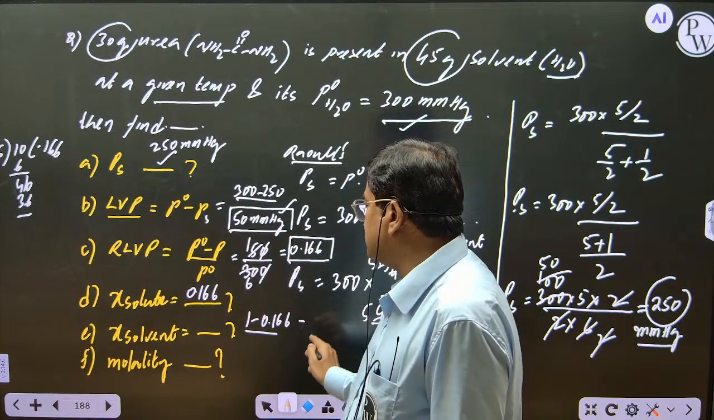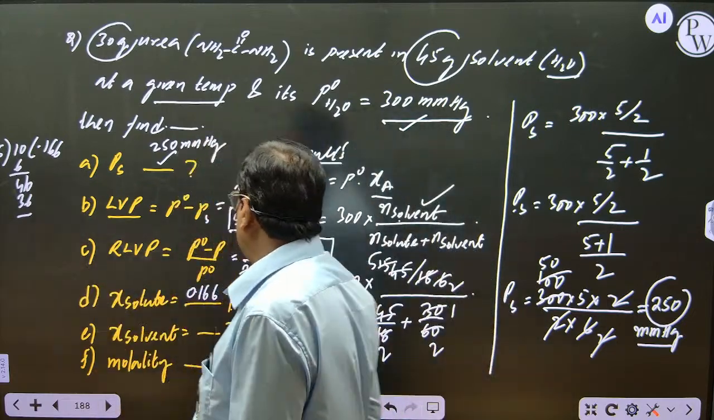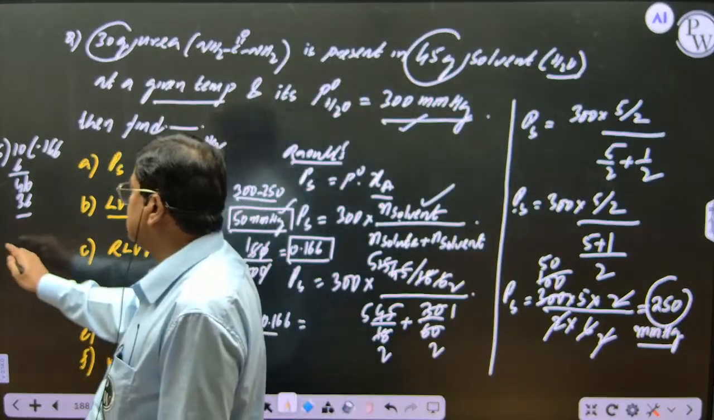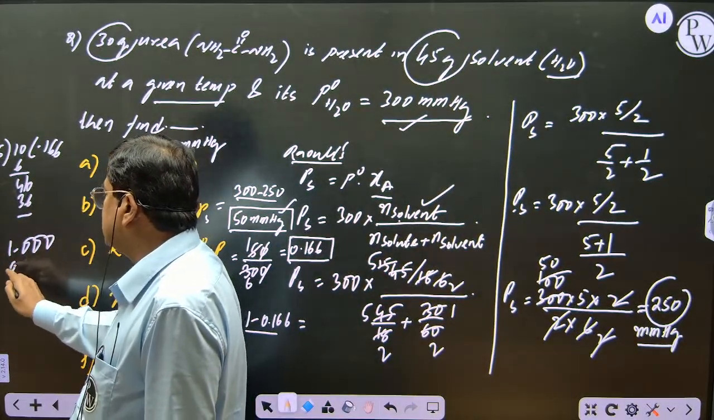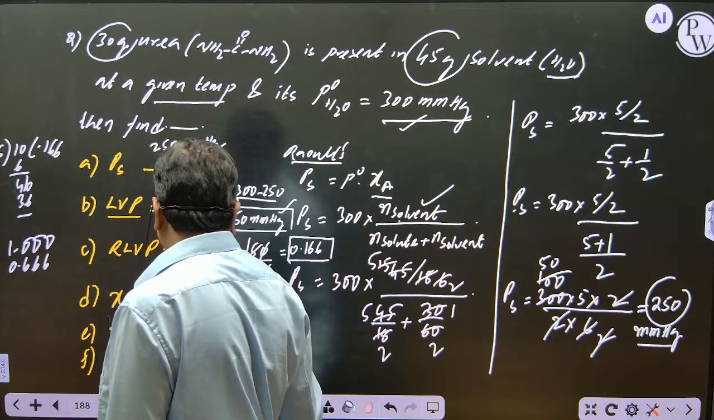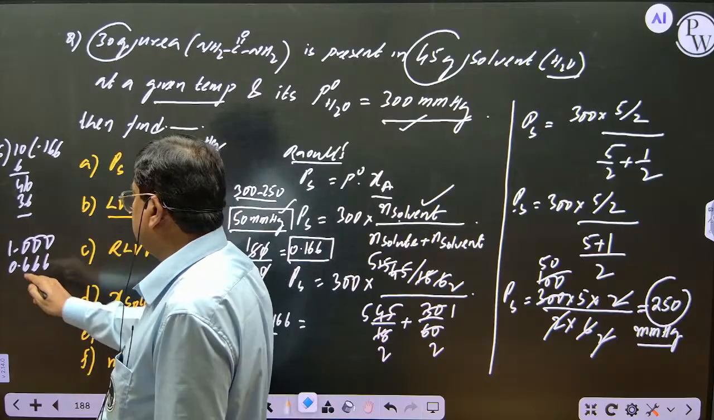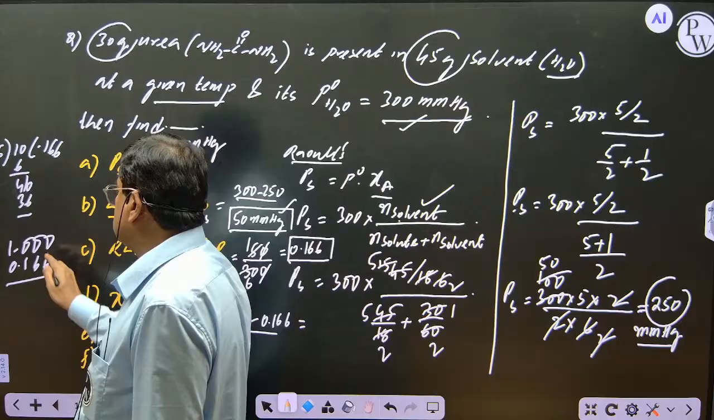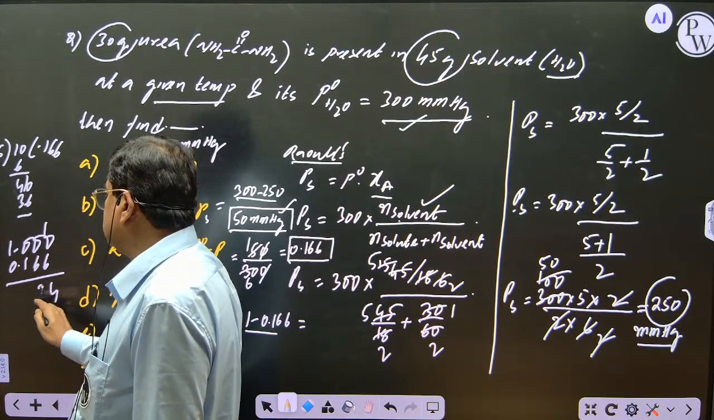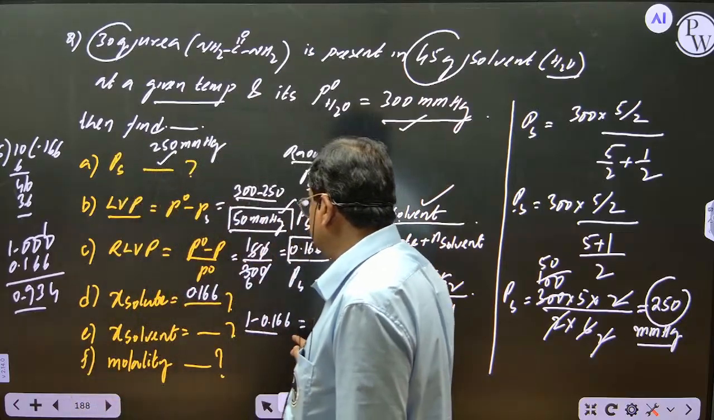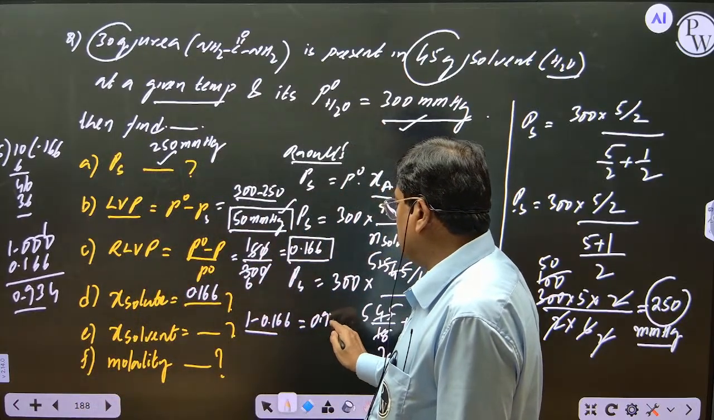Getting the idea? Sum should be 1, no? So from 1 subtract 0.166. 1 minus 0.166, sorry. This comes 10 minus 6 is 4, 9 minus 6 is 3, here 9. Is it coming 0.934? This will come 0.934.